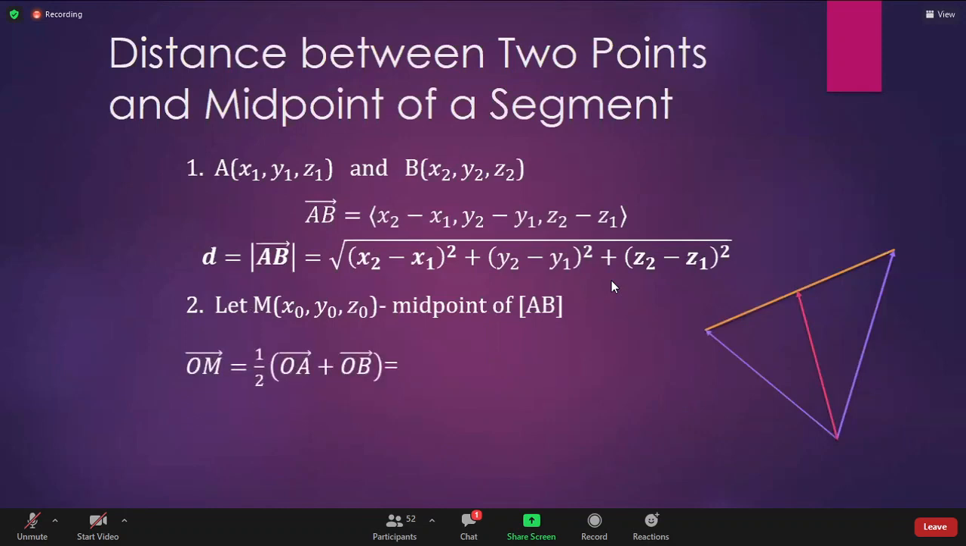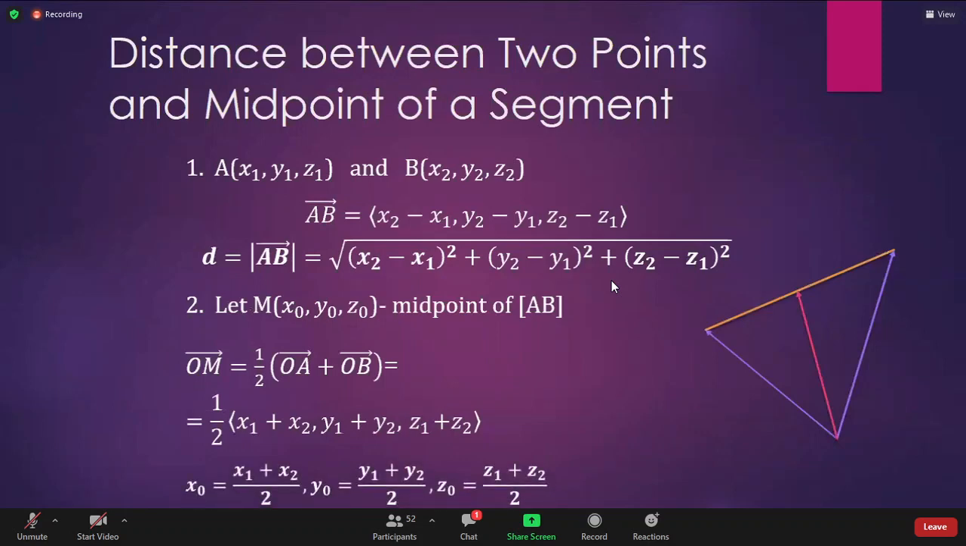So again, we already had it written. This means half of the sums of the corresponding coordinates, which means the midpoint coordinates separately can be found from the endpoint coordinates as the average values of the two numbers. So if I know the coordinates of one end and of the other end, I add them up, divide by 2, and I get the coordinates of the midpoint.